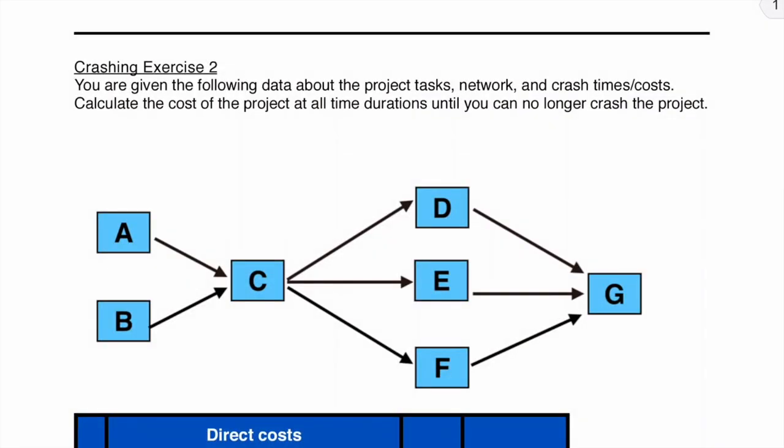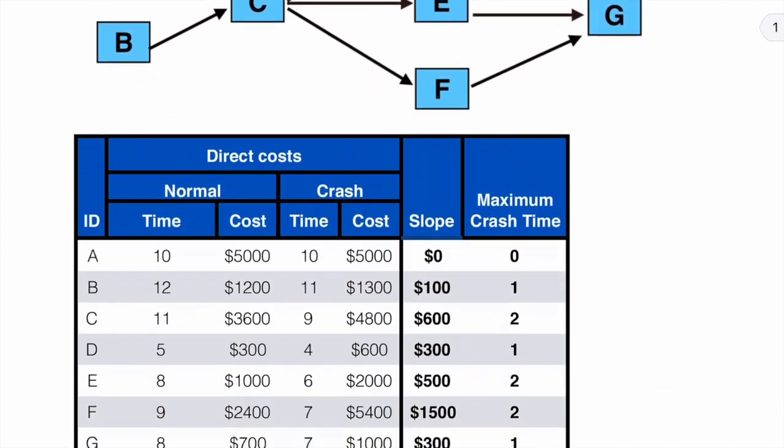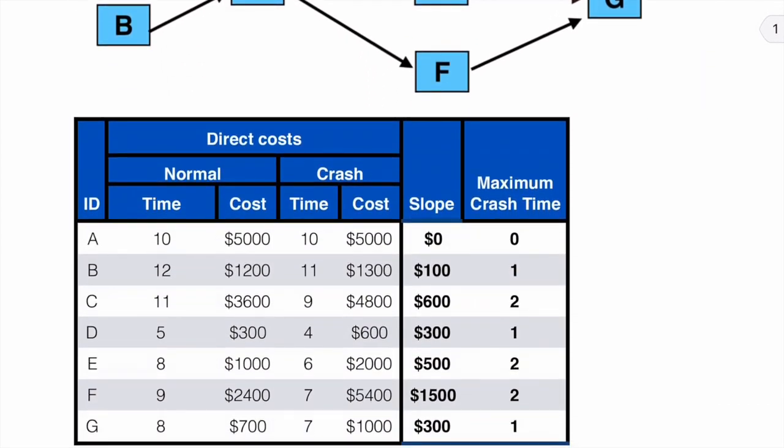So let's walk through how to solve this crashing exercise. We've been given a network diagram, and we have also been given a table that contains our normal time and costs, our crash time and costs, and once again the slope. And if you remember from the first exercise, that slope is the amount per day it will cost to crash these various tasks. We are also given the maximum crash time. Notice once again we have a task that cannot be crashed.